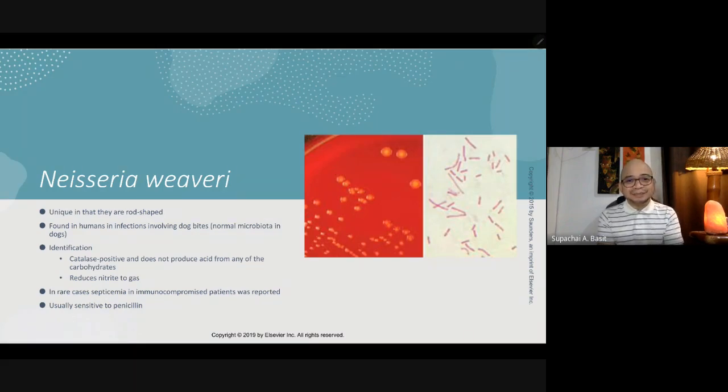And we also have Neisseria weaveri. So they are also unique because they are rod-shaped and found in human infections involved in dog bites. Yun. So pag nakagat pala ng aso, possibility na magkaroon ng Neisseria weaveri. So for identification, they are catalase positive and do not produce acid from any of the carbohydrates. They can reduce nitrite to gas. In rare cases, they can cause septicemia in immunocompromised patients. So kapag weak yung immune system, there's a chance that we can get Neisseria weaveri. But buti na lang, it is sensitive to penicillin.